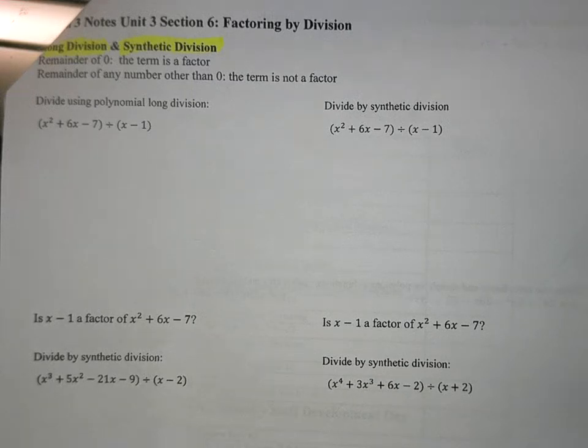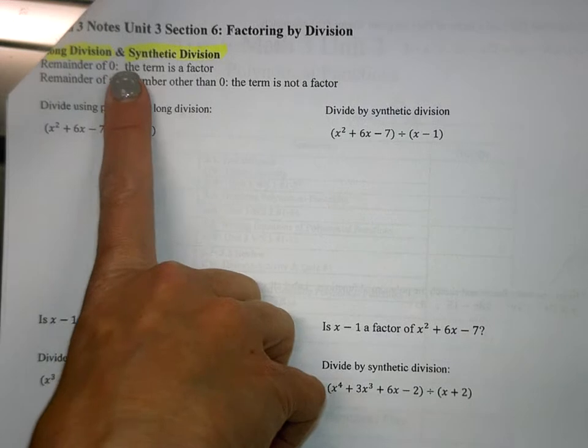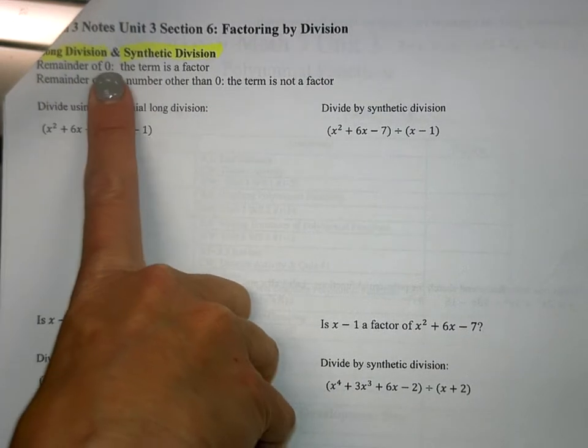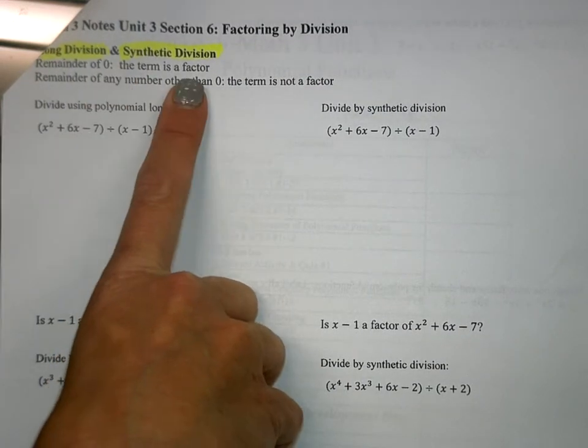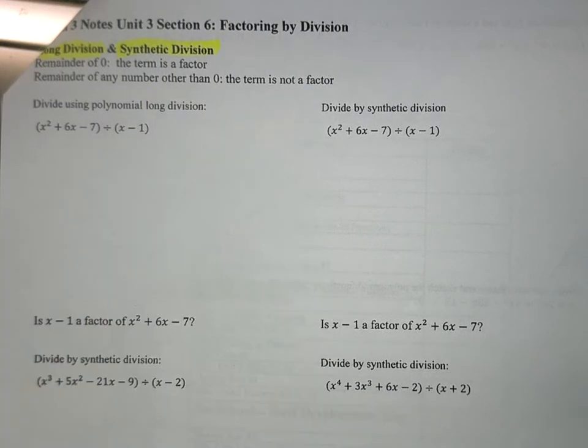Now, there's one other thing right here, and it says that if you have a remainder of 0, the term is a factor. If the remainder is any other number than 0, then it's not a factor because you have a remainder, so it's not dividing it evenly. Okay? So we're going to start with long division.